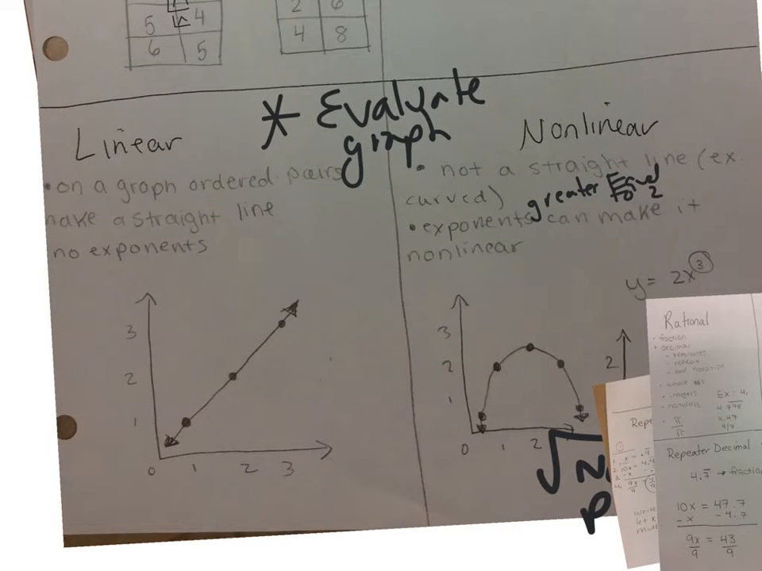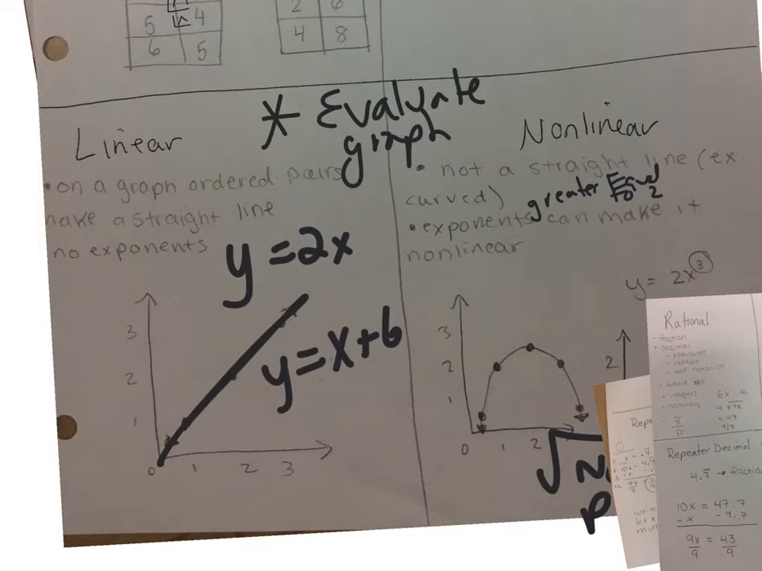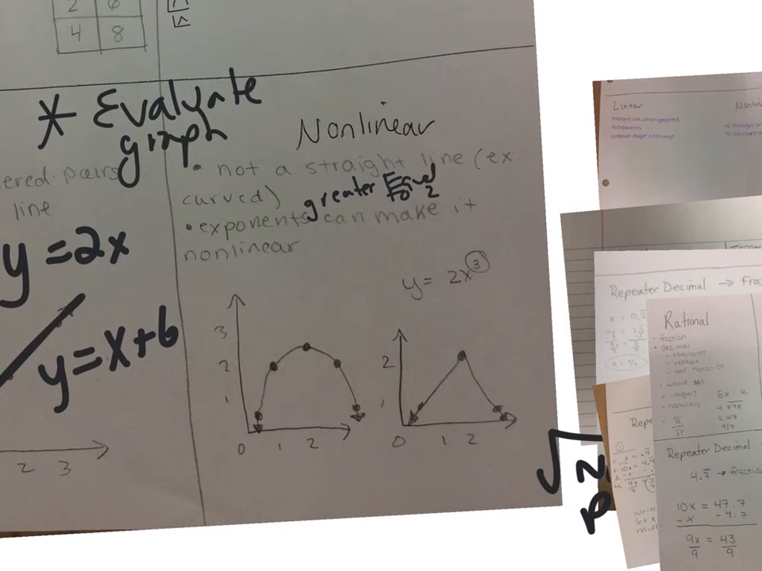Again, you have your evaluating your graphs. You need to show me whether something is linear or nonlinear. Linear makes a straight line when graphed. There are no exponents greater than 1 when it comes to this. So we have our line. These could be examples of y equals 2x or y equals x plus 6. Our exponent in the variable position here has to be 1 in order for that to work.